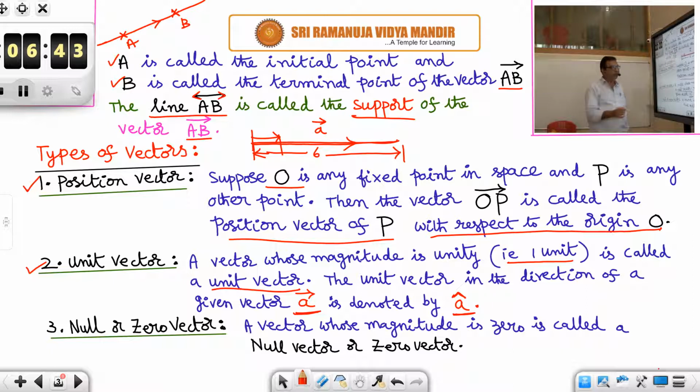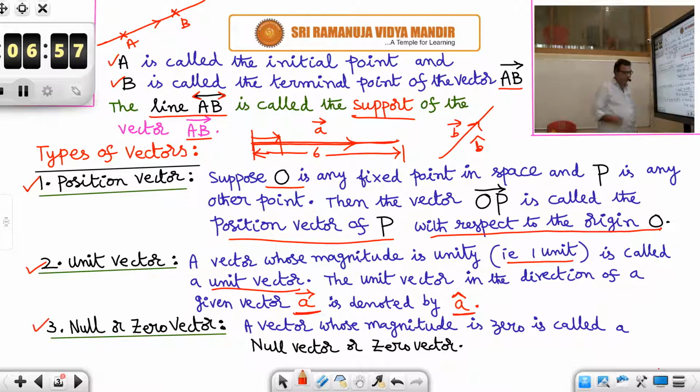Similarly in the direction of B bar, suppose B bar is another vector in a different direction like this, then B cap is the unit vector along the direction of B bar. So cap we have to put.